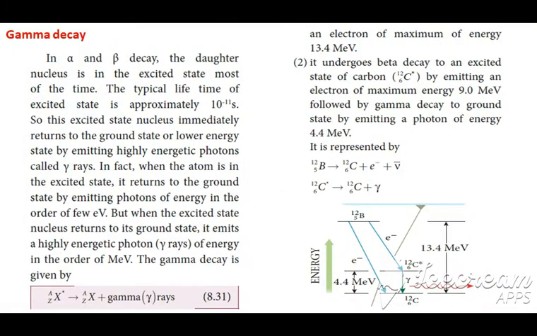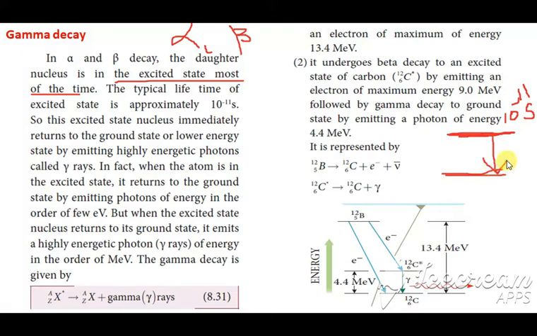Clear? Next we are going to see gamma decay. In alpha and beta decay, the daughter nucleus is in the excited state most of the time. So in alpha decay and beta decay we have two states: the first one is the ground state and the next one is the excited state. The daughter nucleus is always in the excited state. The lifetime of this excited state is 10⁻11 seconds. After that, it automatically comes down to the lower energy state. When it comes down to the lower energy state, it gives some radiation, and that radiation is called gamma rays.